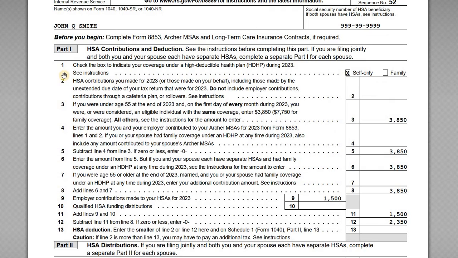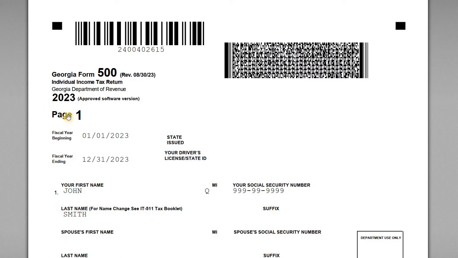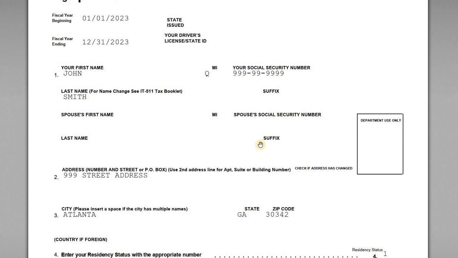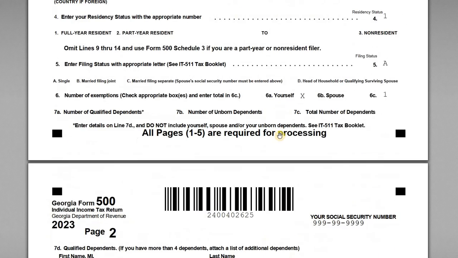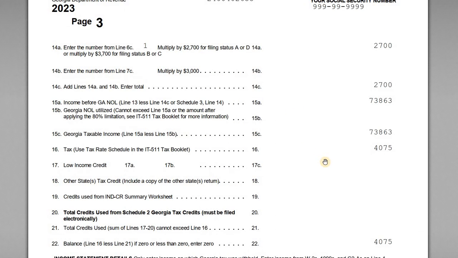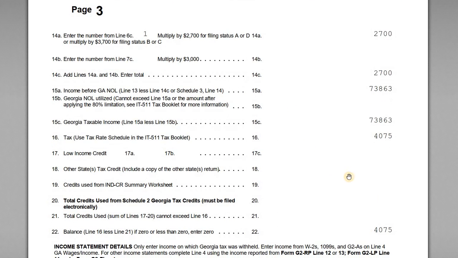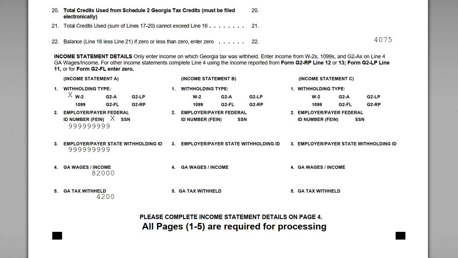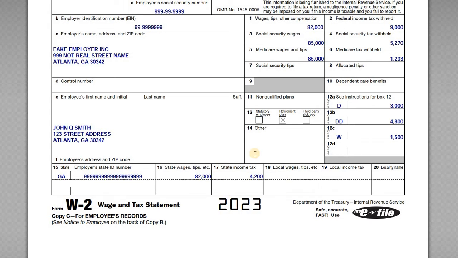So if we have a look back at John's return here, if he's doing his Georgia Form 500, his GA resident return would report all of his income, and he also needs to account for the credit available for Georgia taxes withheld. So if we scroll down to page 3 of the Georgia return here, we can see the tax that John owes for the year is the $4,075 figure. But now we need to account for how much state income tax was withheld on his W-2. And we can see there the amount is $4,200.